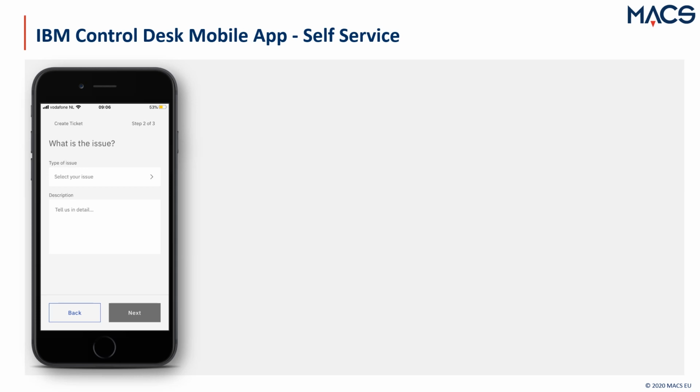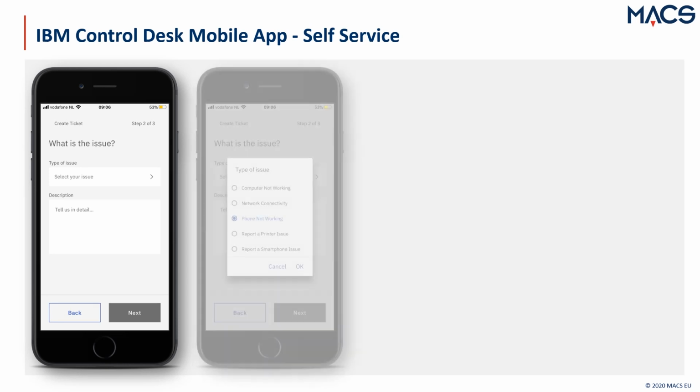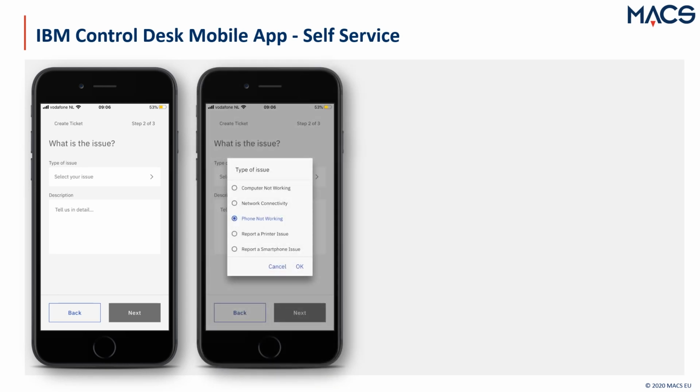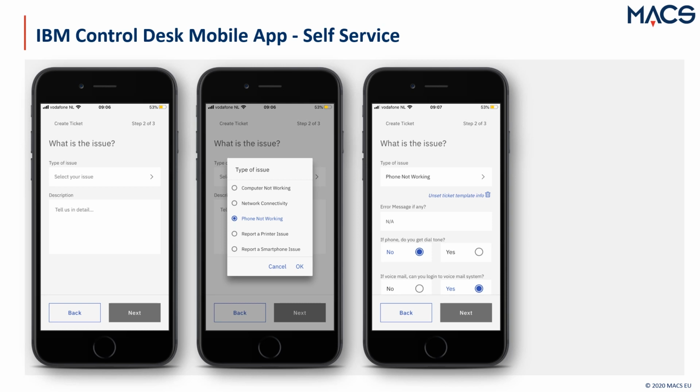And just the same as I had it on the self-service portal, I can click on the select your issue button and it will give me a dialog pop-up where I can select a proper type of issue already configured in the system, so that I can select one of those. And in this case I select phone not working, I click on OK.